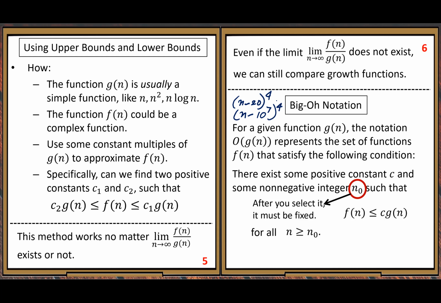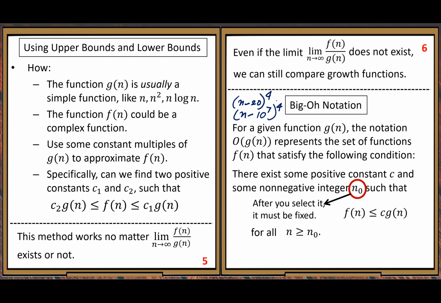I give you freedom to make a selection. As soon as you make your selection, stick with it. Do not change it when n goes to infinity. You never change it when n goes to infinity, right? After you select n0, fix it. Then we make n go to infinity, and you have that inequality. That's the exact meaning of that n0.